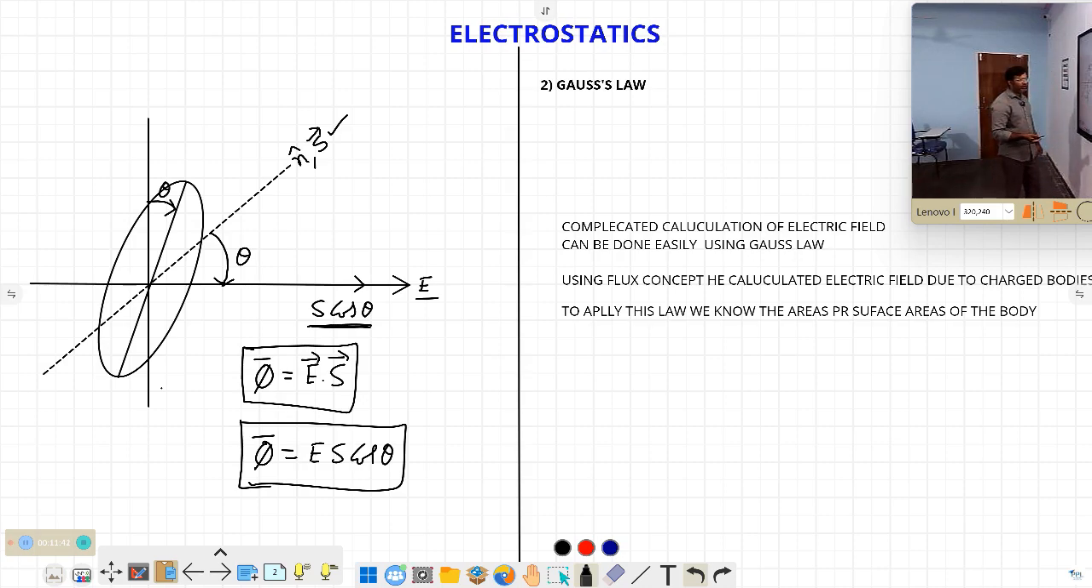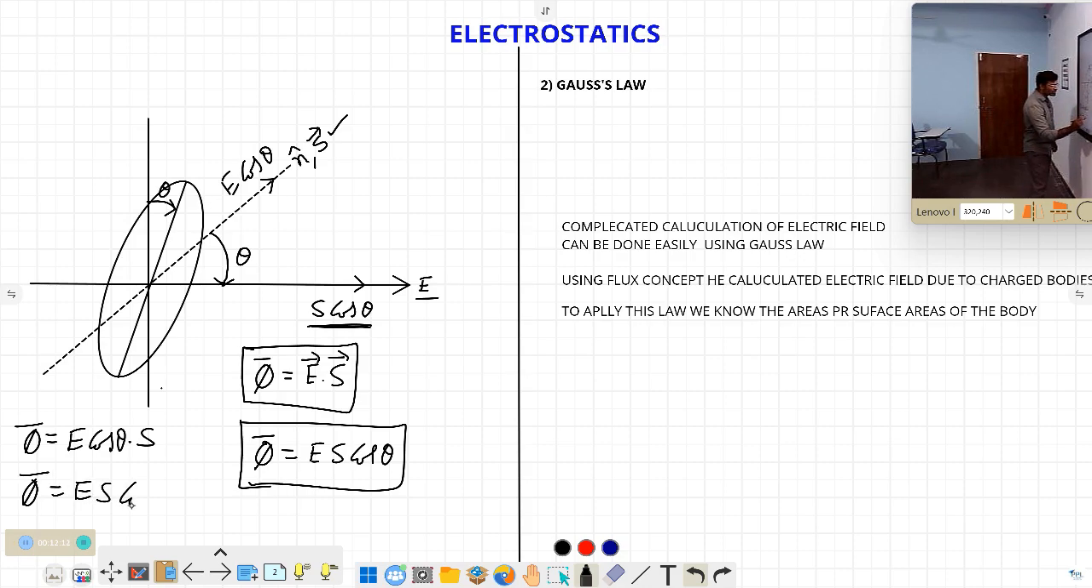So the formula is flux equals E S cos theta. Similarly, I can also take E in the direction of S. If you resolve the electric field in the direction of S, you get E cos theta. Then the flux is E cos theta into the surface area. If you rearrange the terms, you again get the same thing as before, E S cos theta. There is no variation in both equations.